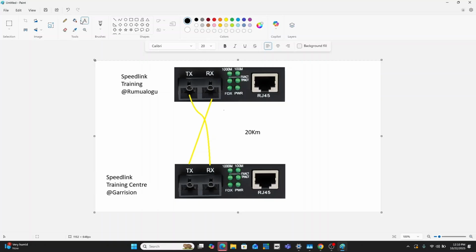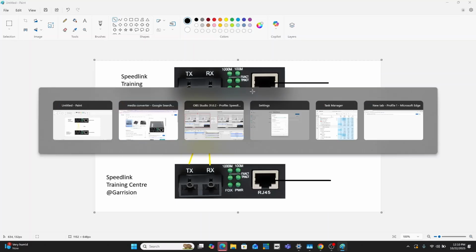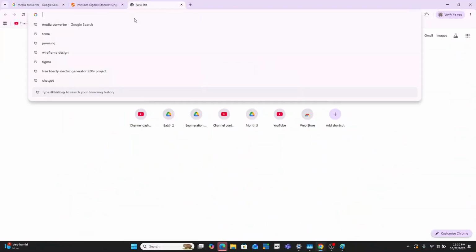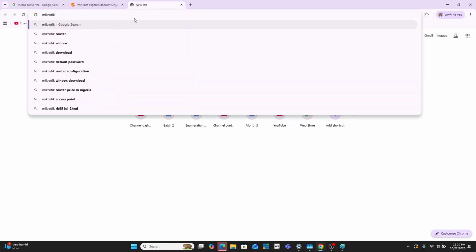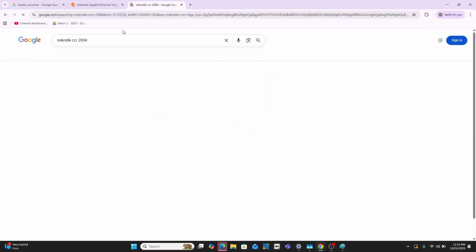So that means Spilling can connect a link from their router, isn't it? to this port. I can connect on this other center. They can connect another link from another router to that port. Let me bring a picture of the router. So I can say, let me say Mikrotik CCR router. Let me say CCR 2004.